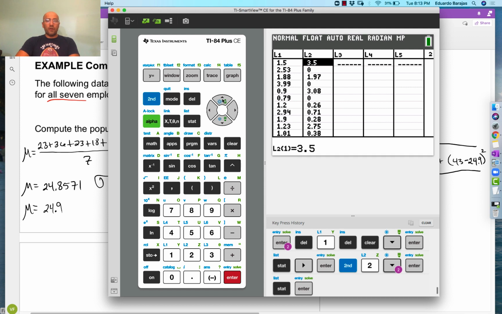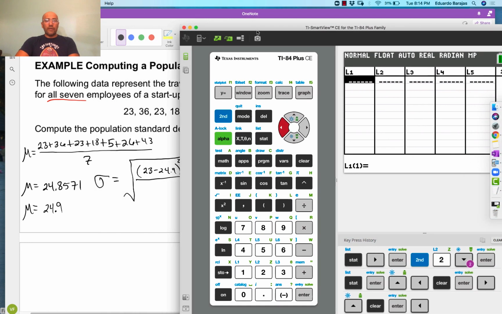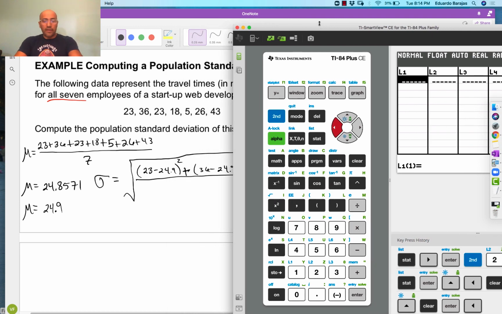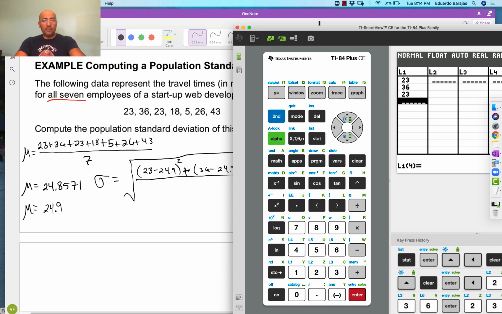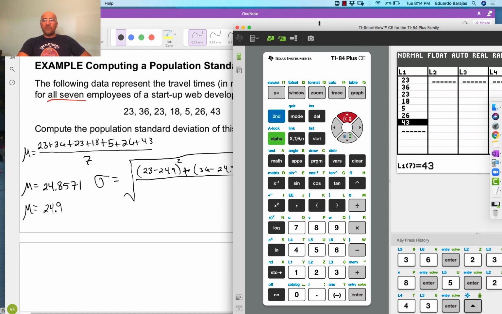We worked with these before. If I think I'm going to need them again, I would leave them alone. If not, I can erase them. And I think I don't need them anymore. So I'm going to hit clear, enter, go over here, up, clear, enter. Okay, so I'm kind of starting from a clean slate. What I'm going to do is input the values of my population into list 1. So there is a 23, enter, 36, enter, 23, enter, 18, enter, 5, enter, 26, enter, and 43, enter. Okay, so here's all 7 numbers.